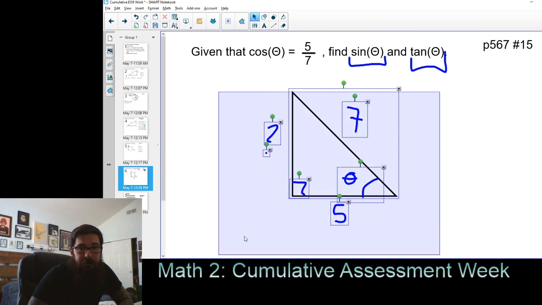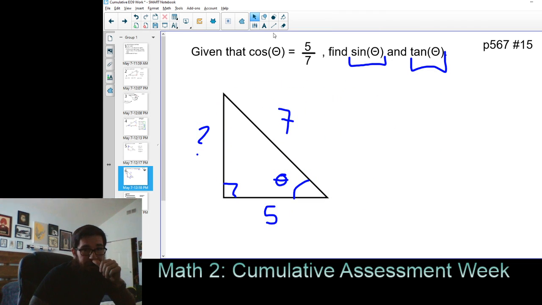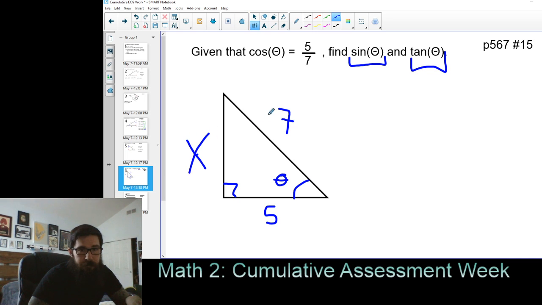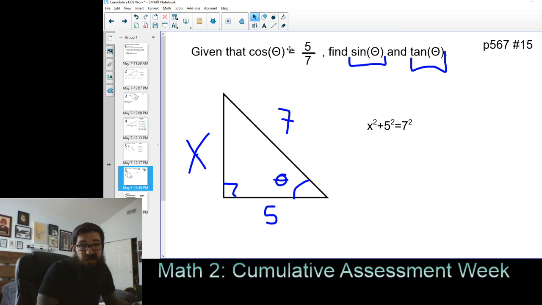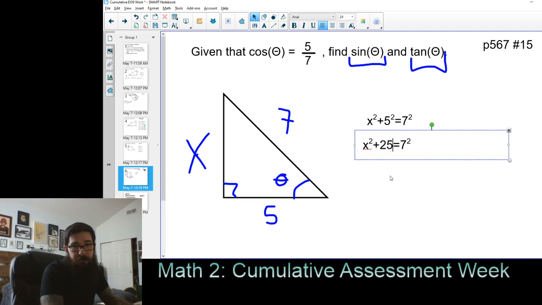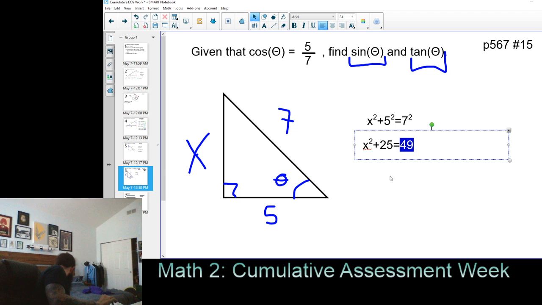So let's solve it. To find that unknown, I'll call it x. So do some Pythagorean. X is a leg in this case. I'm going to do x squared plus 5 squared equals 7 squared. This one's not going to be the prettiest number, and that's okay. It's going to be x squared plus 25 equals 49.